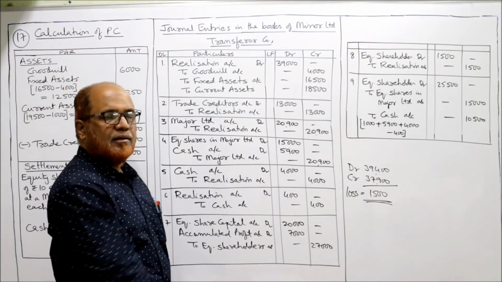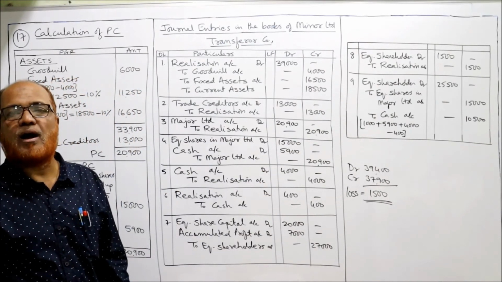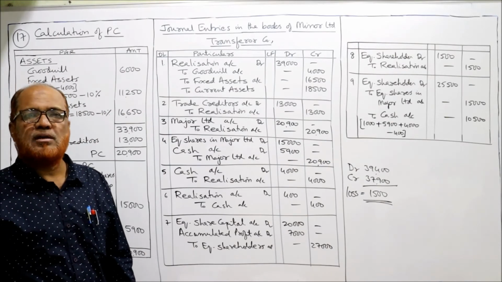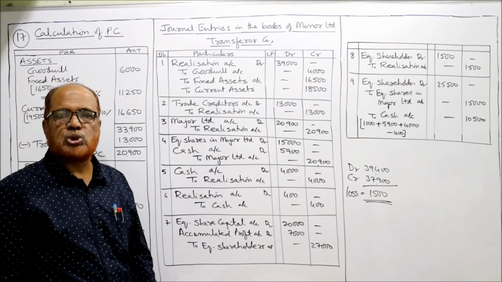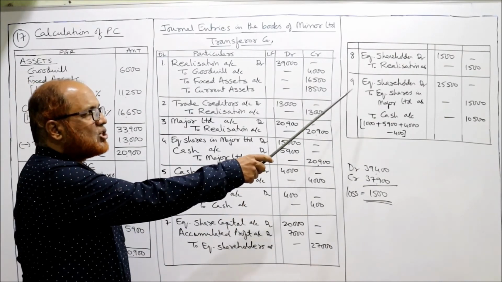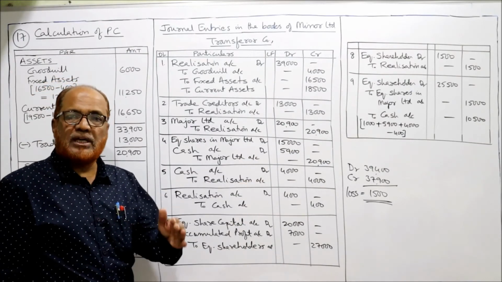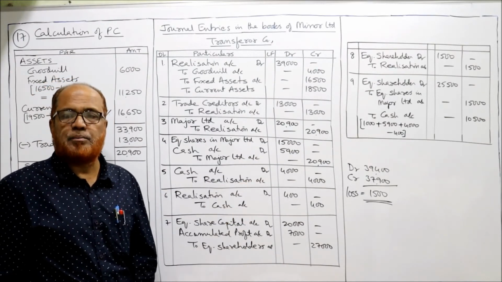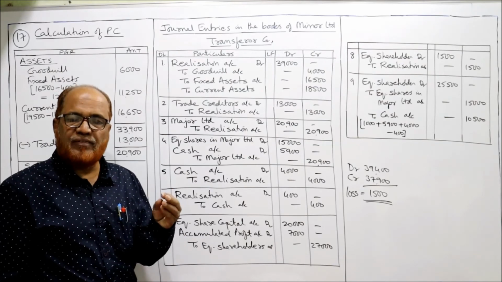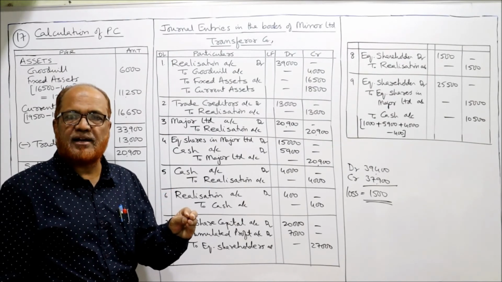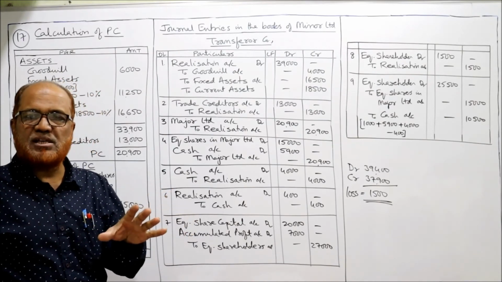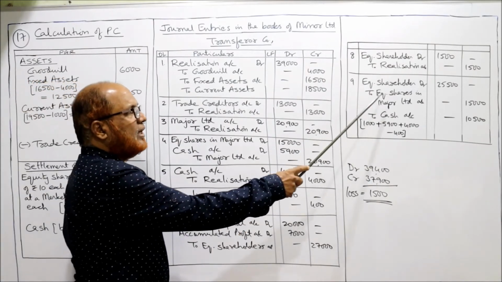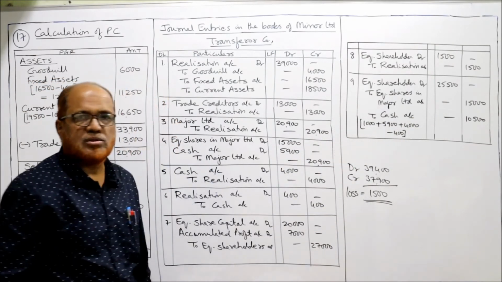Now, final settlement of account of equity shareholders. Equity shareholders account is closed. So entry will be equity shareholders account debit to equity shares in major limited. PC आया था. PC में 15,000 rupees के shares आ गए थे. तो we are having shares in major limited. तो credit करेंगे to equity shares in major limited 15,000.